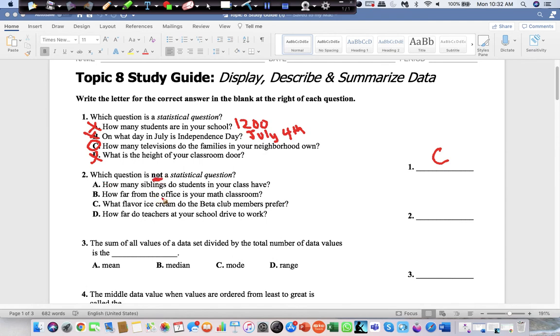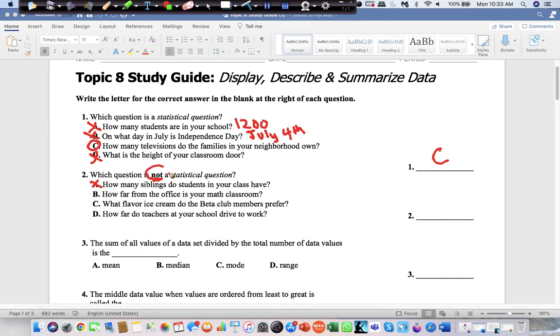Okay, so we are looking for the question with just one answer, because remember, a statistical question has more than one answer. So A has, how many siblings do students in your class have? If I ask the class, how many siblings do you have? Some people may say 1 sibling, some people may say none, some people may say 15. So all of the answers are going to be different, so that is a statistical question.